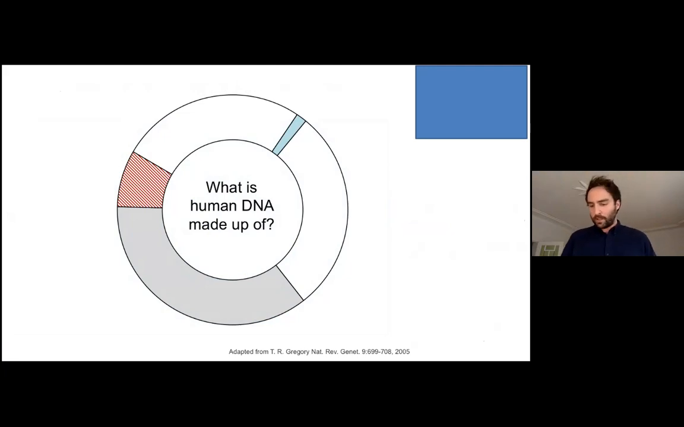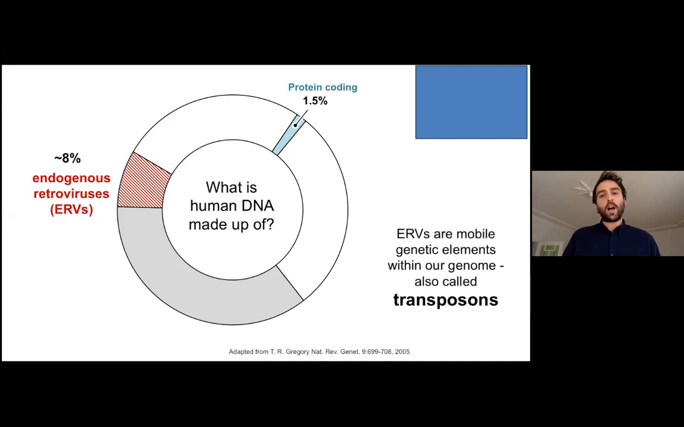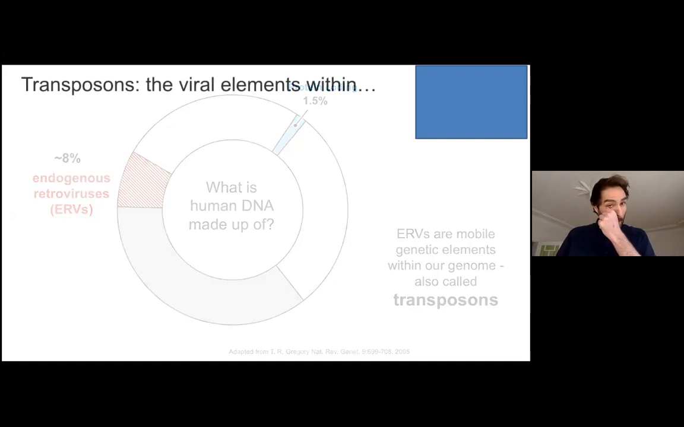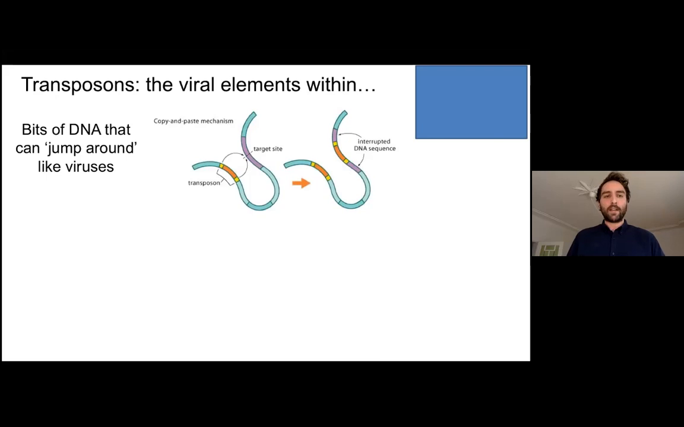If we think about what our human DNA is made from, it might surprise you, and it certainly surprised me, to learn that only 1.5% of our genome actually encodes protein. But up to 8% of our genome is composed of these endogenized retroviral sequences, or ERVs. ERVs are, as I described for viruses, mobile genetic elements, but they're now within our genome. Mobile genetic elements that are within our genome are also called transposons. Transposons can be thought of as the viral elements within us. They're defined as bits of DNA that can jump around to different targets, much like viruses.